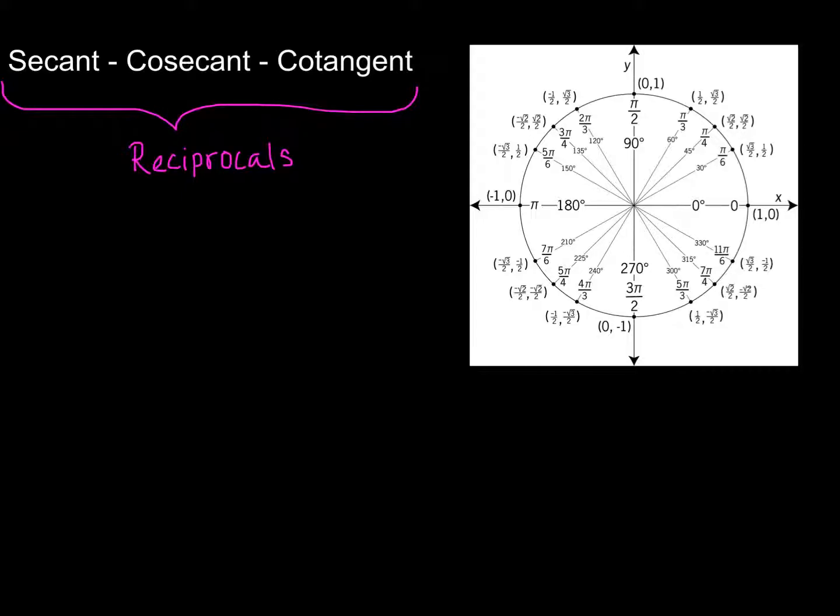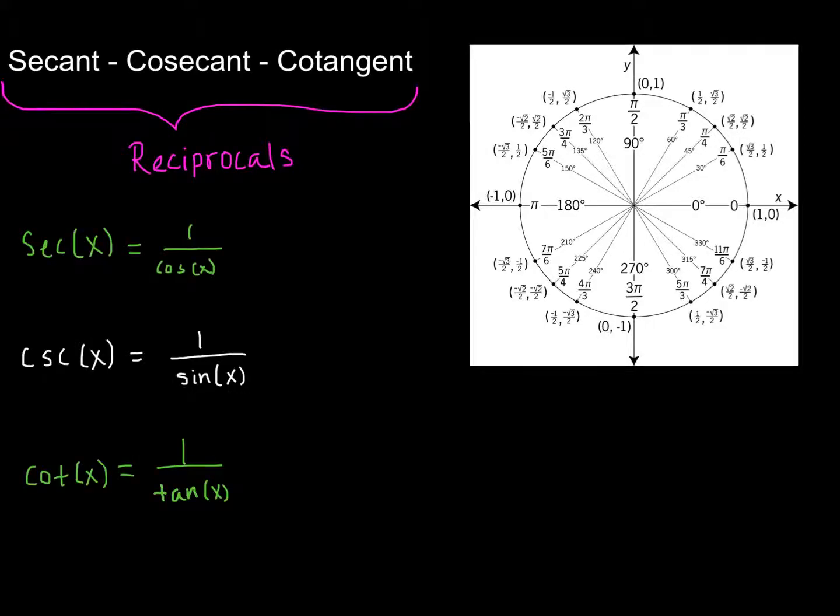So the reciprocal of cosine is secant, the reciprocal of sine is cosecant, and the reciprocal of tangent is cotangent. So we can write out these relationships. And there you have them. The secant of some angle x is 1 divided by the cosine of that angle x. The cosecant is 1 divided by the sine of that angle x, and the cotangent is 1 divided by the tangent, right? They are just the reciprocals. So a reciprocal of something is 1 divided by that something, and that's why we get these three reciprocal functions.